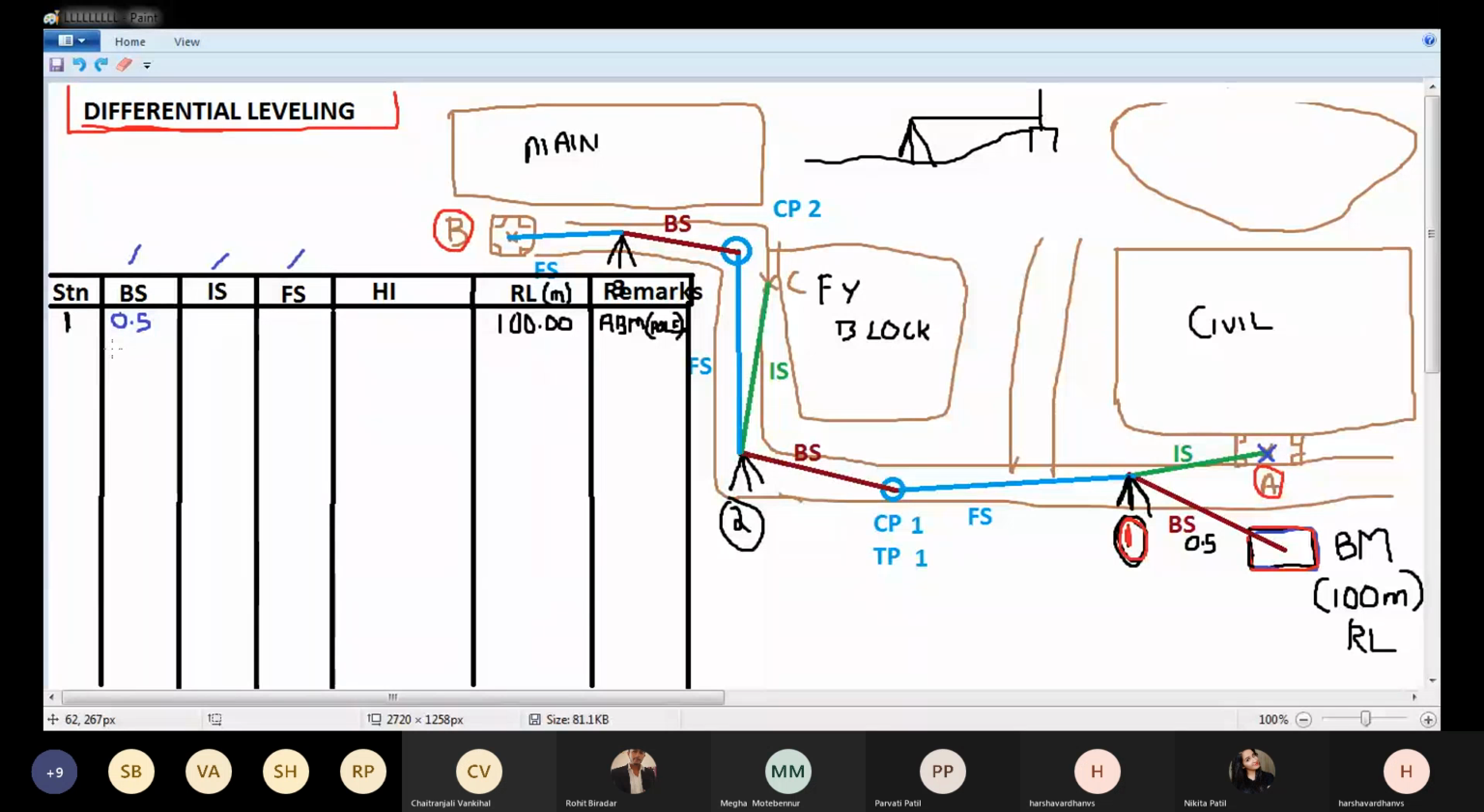I told you, staff reading taken on a point whose elevation is known. I know the elevation of the benchmark. It is 100 meters. So whatever staff reading I take on the benchmark, it is backside. I get a staff reading of 0.5, which is a backside, so I'll enter it in the backside column. Clear up to this point?